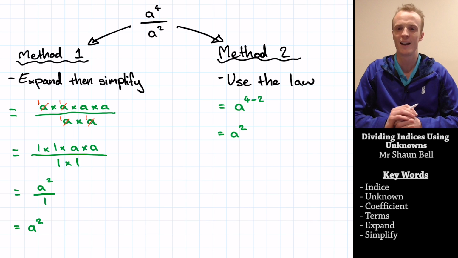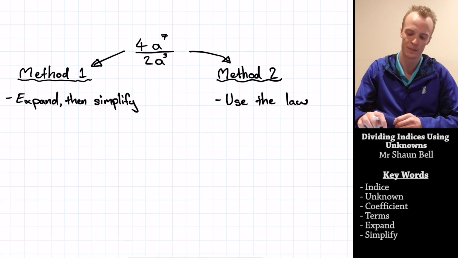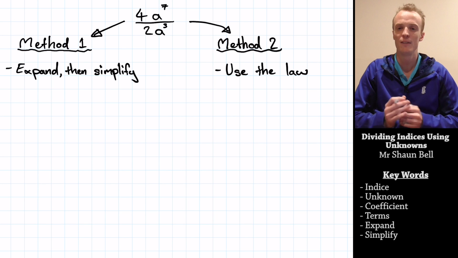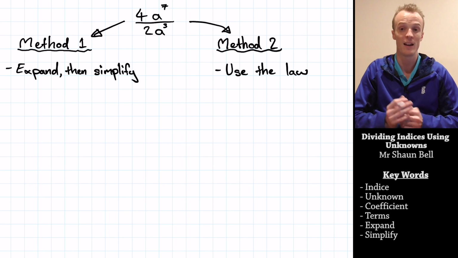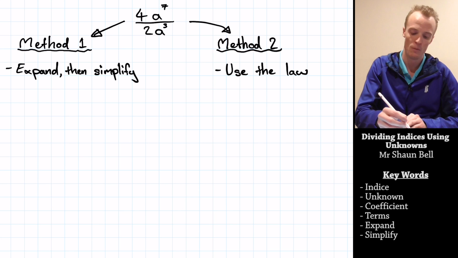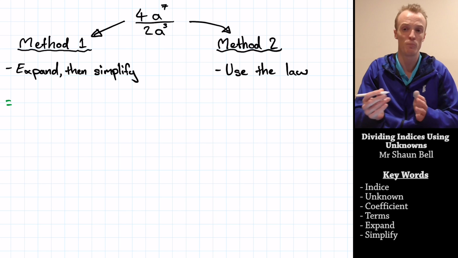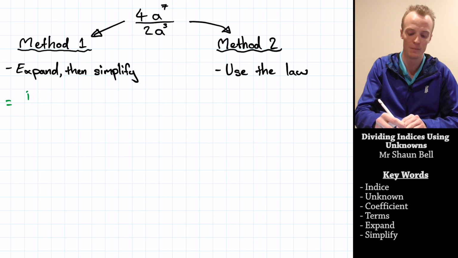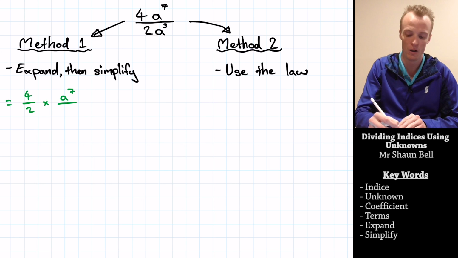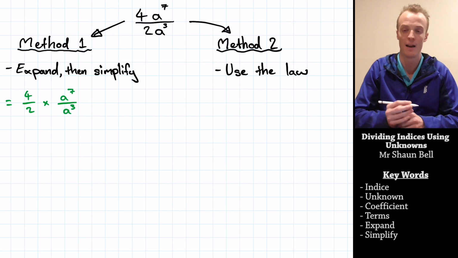So now we've applied that, let's take a look at a bit more of a complex problem. So here in front of me now, I've got coefficients in front of the a. So let's expand and then simplify this problem. Well, when we look to expand it, we can actually break the fraction up with a multiply sign between it. So this is going to be equal to 4 over 2 multiplied by a to the 7th power over a to the 3rd power.